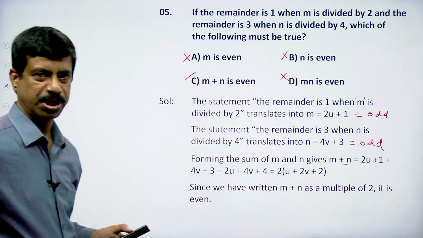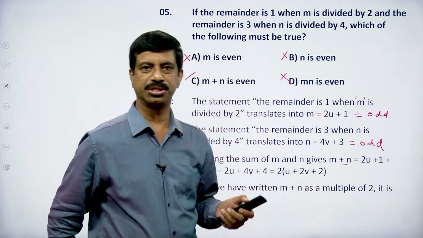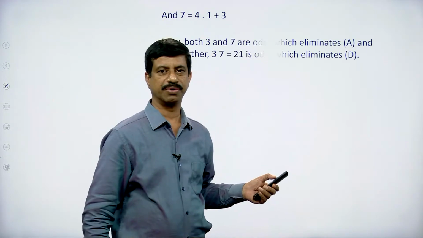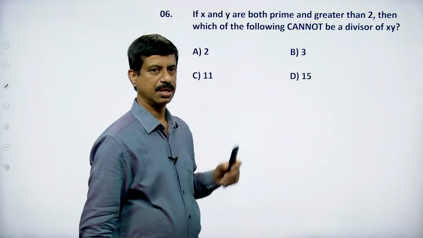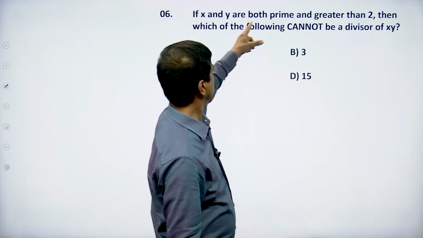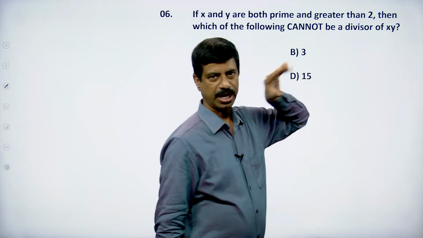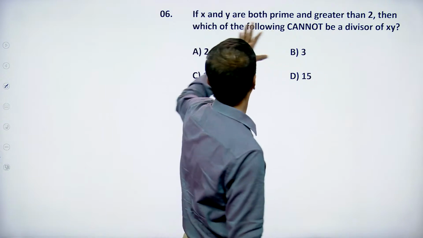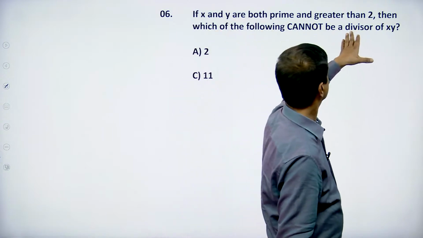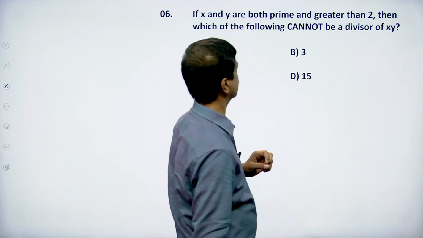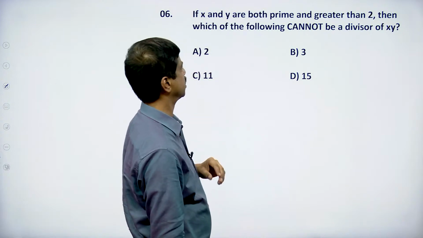Okay, children, let us move to the next question. I think you have followed this logic. Let's move to the next question. If x and y are both prime and greater than 2, means both are odd. Okay, greater than 2 he said, so both are odd. Then which of the following cannot be a divisor of xy?